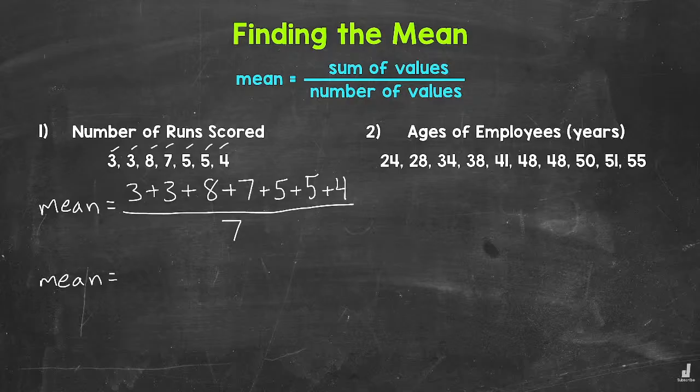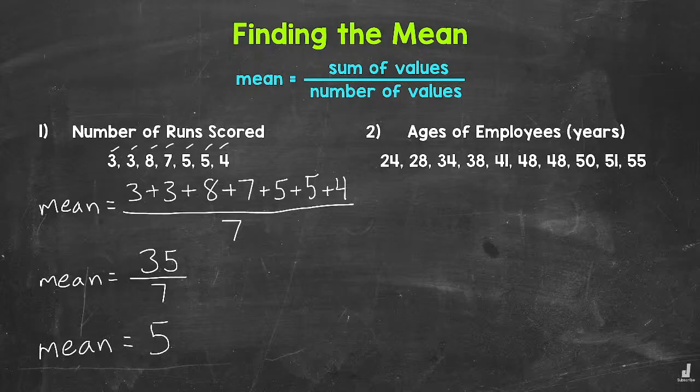So the mean, well, we have 35, the sum of the values, divided by 7. So we need to do 35 divided by 7. 35 divided by 7 gives us a mean of 5. And this is runs.